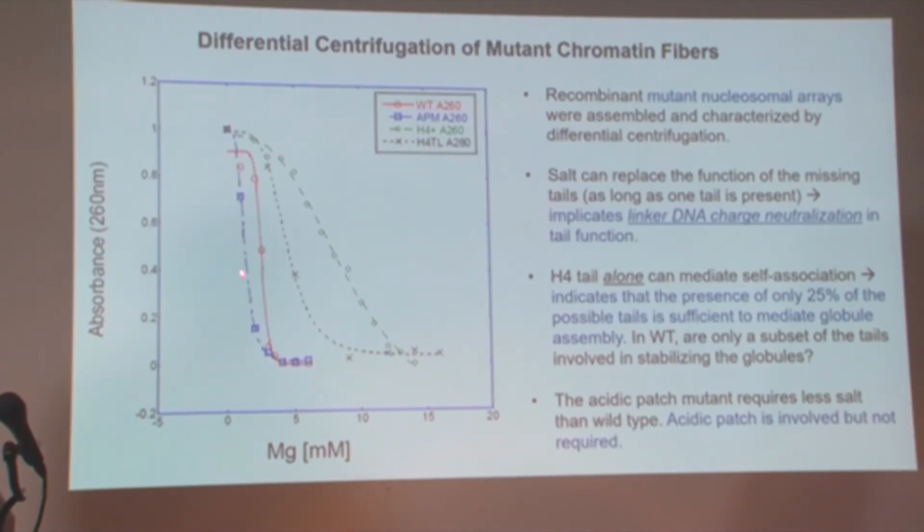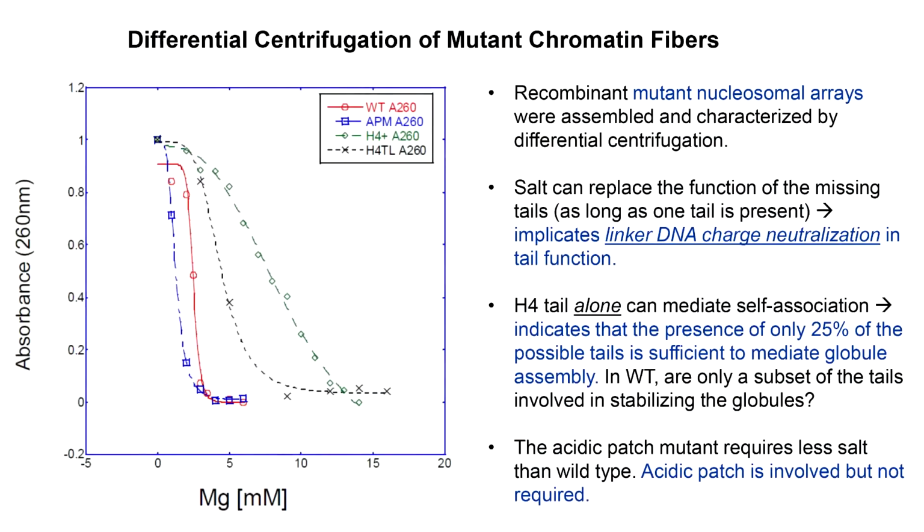The acidic patch mutant is very interesting because you need less salt. The most likely explanation for that is that when you mutate the patch, the tails cannot bind to that patch. The only place they can bind to is the DNA. And that means that there will be more tails bound to the DNA in the patch mutant, and you need less salt to induce the phenomenon.